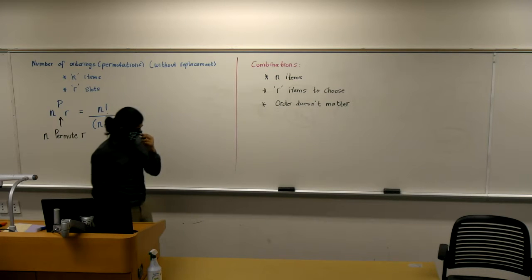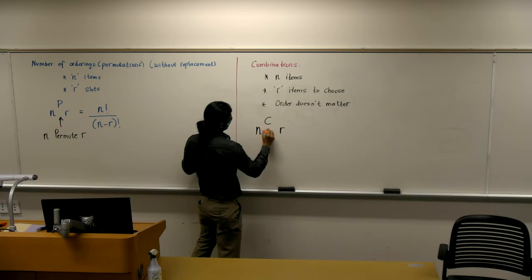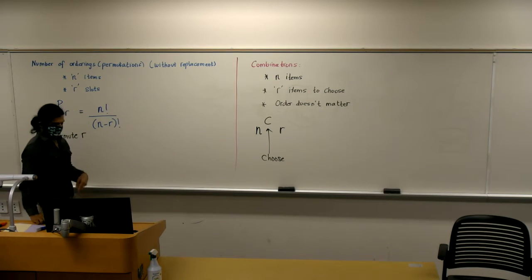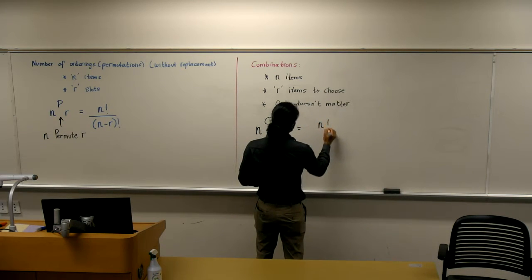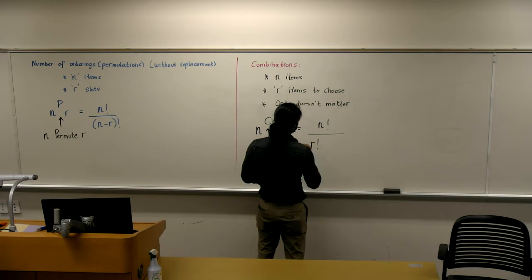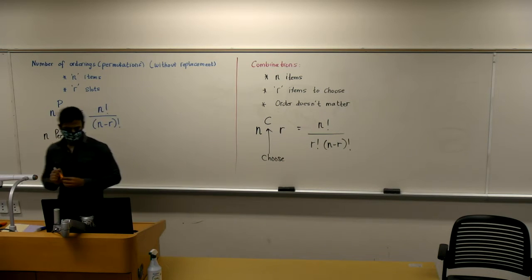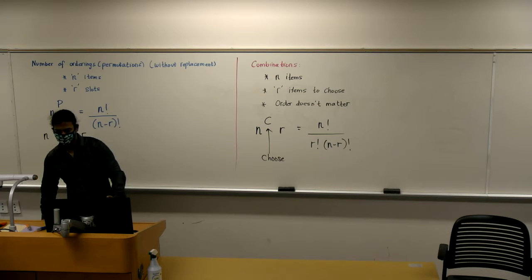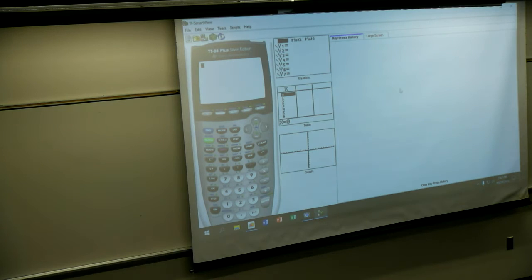In this case, we call it choosing, and the C stands for choose, so N choose R, and that is given by this formula: N factorial divided by R factorial multiplied by N minus R factorial. As long as it works, doesn't matter.